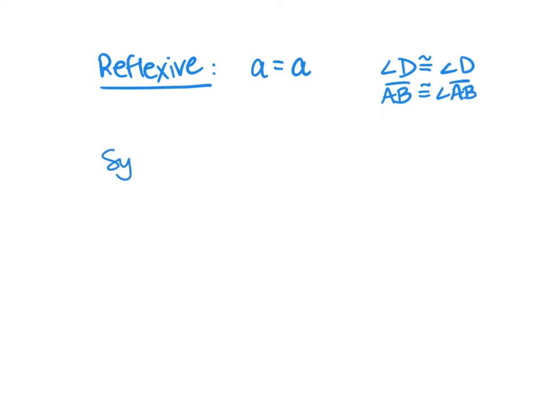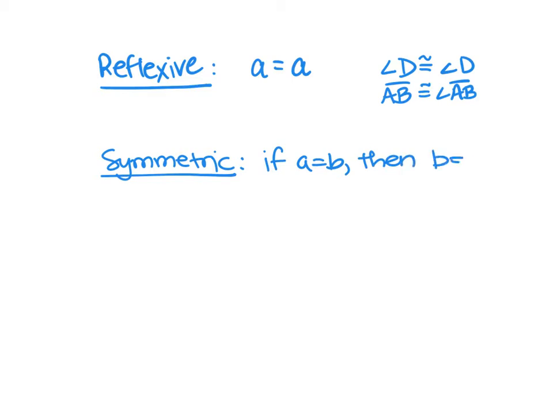Then we have symmetric. And this says if A is equal to B, then B is equal to A. So that kind of makes sense. That's like the symmetry of it. That would be maybe like if my sister is Marissa, then Marissa is my sister. So it's just an idea of that.